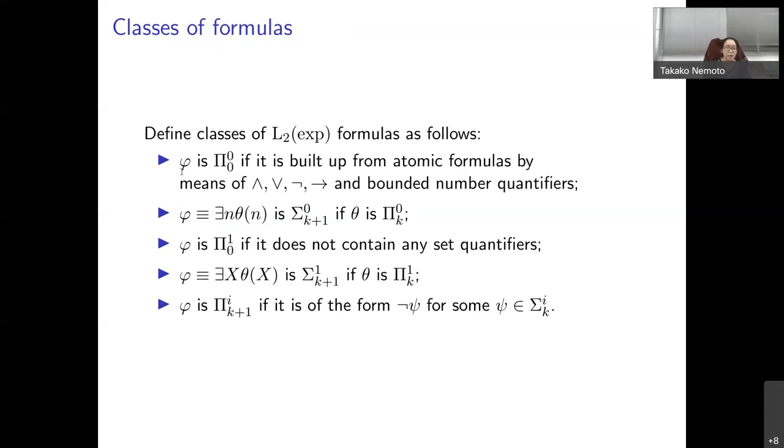A formula is Sigma^0_0 if it does not contain any unbounded quantifiers, both for natural numbers and sets of natural numbers. The first order part is natural numbers, and the second order part is sets of natural numbers, so we have two kinds of quantifiers. A formula which does not contain any unbounded quantifiers is called Sigma^0_0, and a formula with one existential number quantifier at the top is called Sigma^0_1, and so on, Sigma^0_{k+1}.